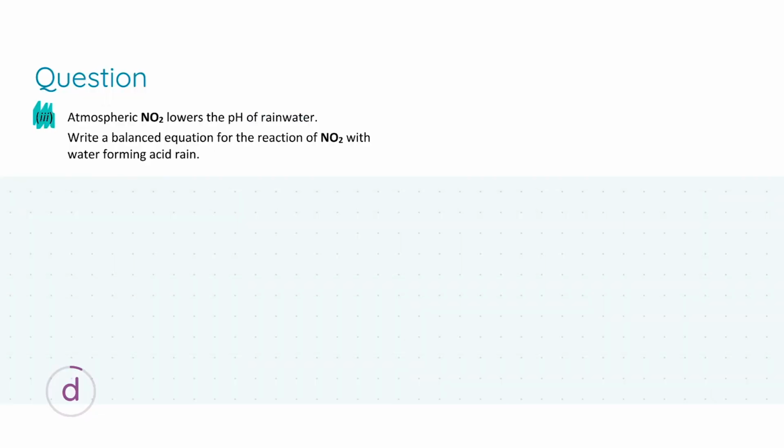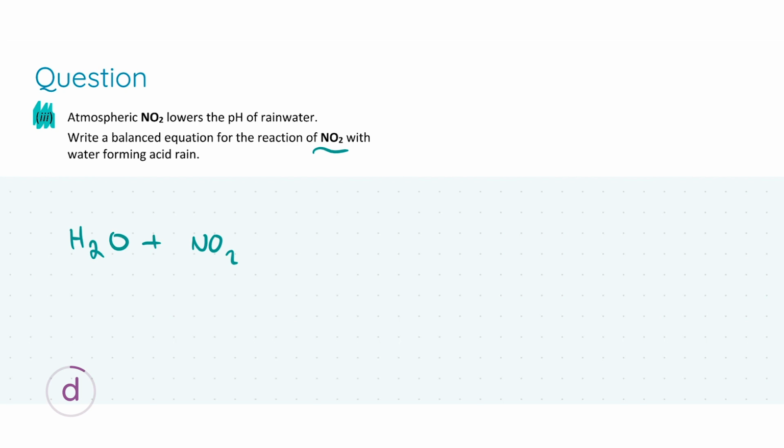In part 3, we are told that atmospheric NO2 lowers the pH of rainwater. We are then asked to write a balanced equation for the reaction of NO2 with water forming acid rain. Unfortunately, this is just another formula that you're probably going to have to know, but you can try and do your best without knowing it by reading the question and remembering the components that are required. What we know is we're going to be mixing H2O, which is our water, in our atmosphere with NO2. From the question, we know that H2O is going to mix with NO2 to form some form of acid rain. The question now becomes, how do we write this?